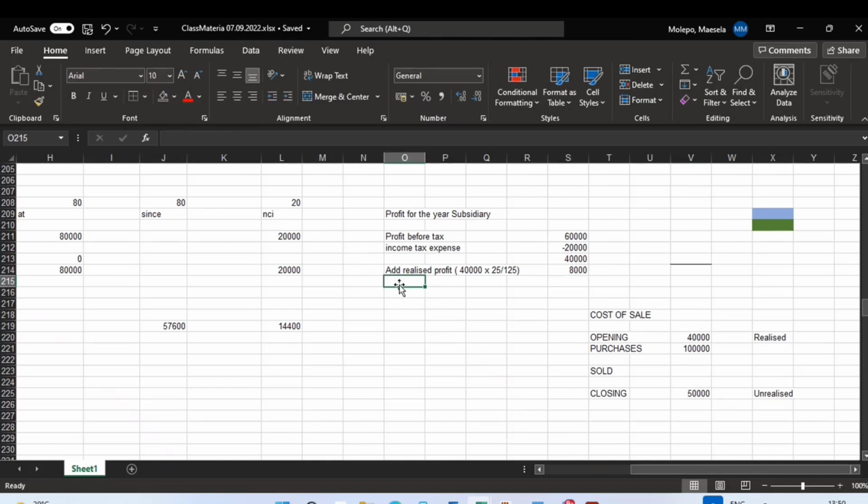Okay. Then unrealized profit will be 50 multiplied by 25 divided by 125, which is 10,000.